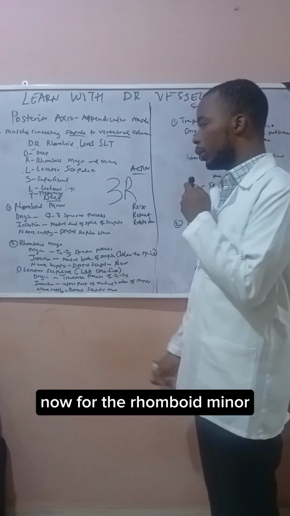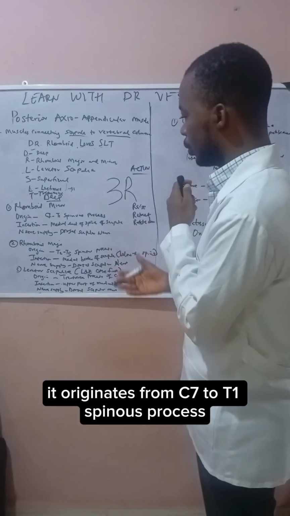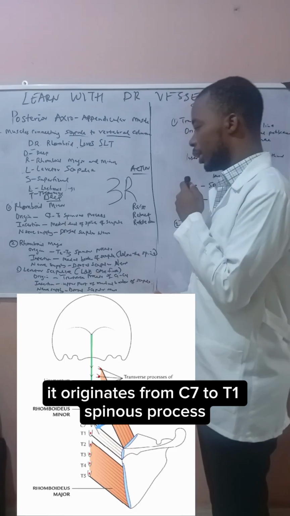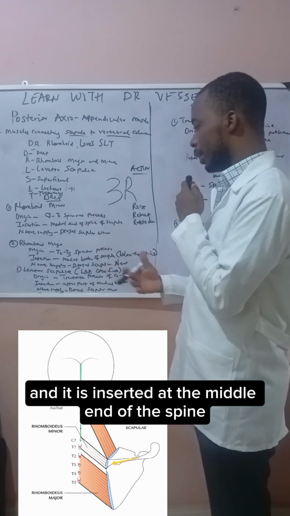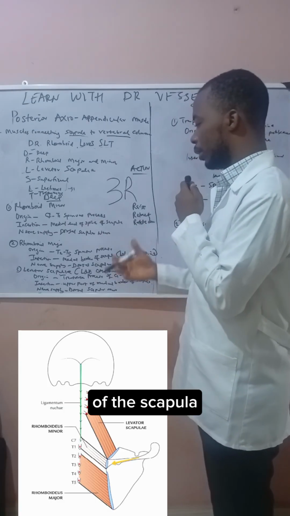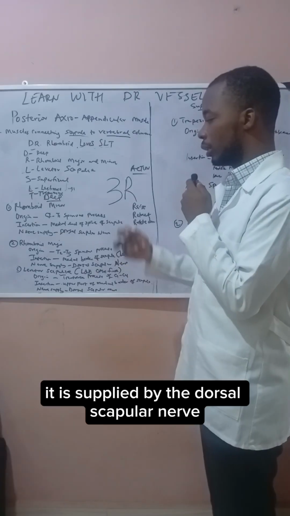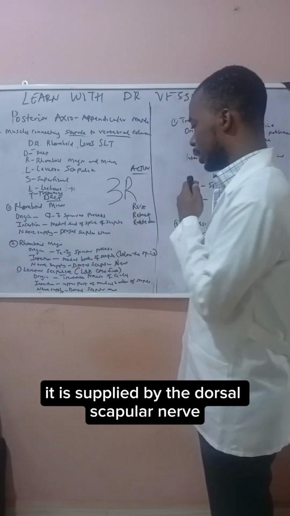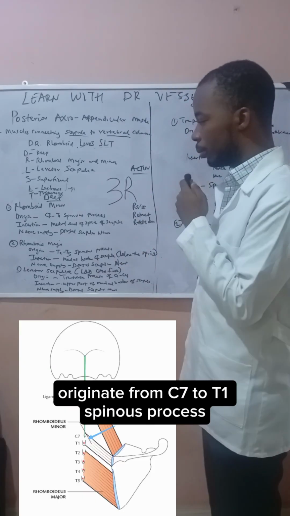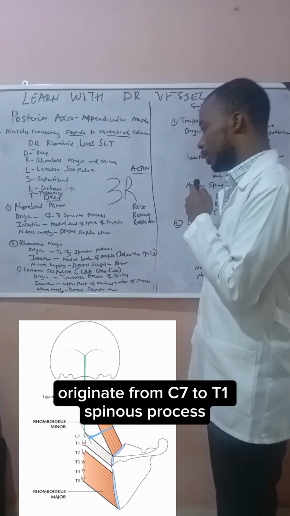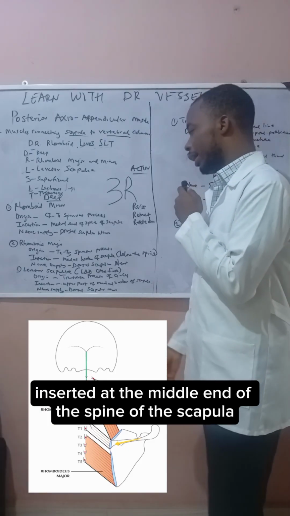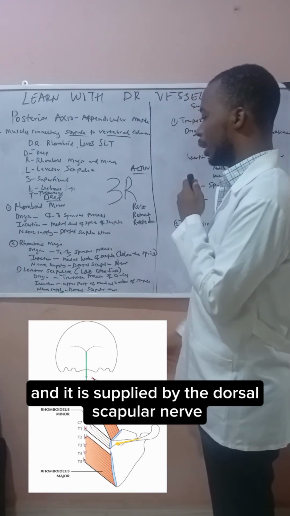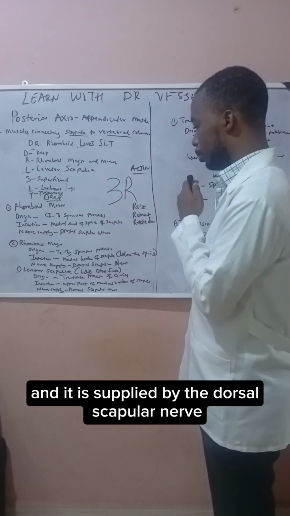Now, the rhomboid minor originates from the C7 to T1 spinous process, and it is inserted at the medial end of the spine of the scapula. It is supplied by the dorsal scapular nerve.